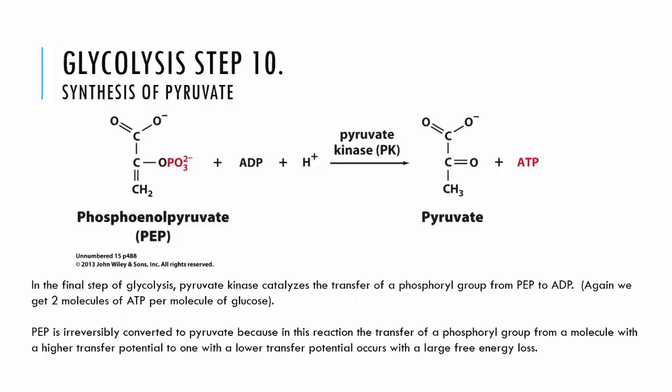In step 10, the final step of glycolysis, PEP undergoes a substrate-level phosphate transfer to ADP via pyruvate kinase to make pyruvate and ATP. Remember, for every molecule of glucose, we receive 2 molecules of PEP, and therefore generate 2 molecules of ATP in this step for every molecule of glucose. As we have seen with the other kinase-governed reactions in glycolysis, this step is also irreversible.